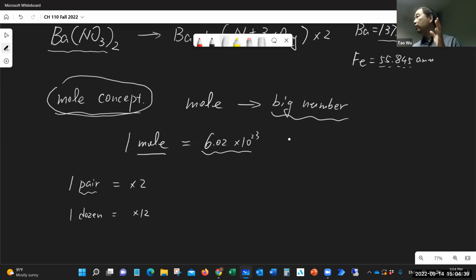So I roughly did the calculation. If we assume the lollipop is about 5 grams, then 1 mole of lollipop is about 1/10 of the Earth's mass. A little bit smaller than the mass of the moon. Can you imagine that? What does that mean? The 1 mole, 6.02 times 10 to the 23rd, is really big.